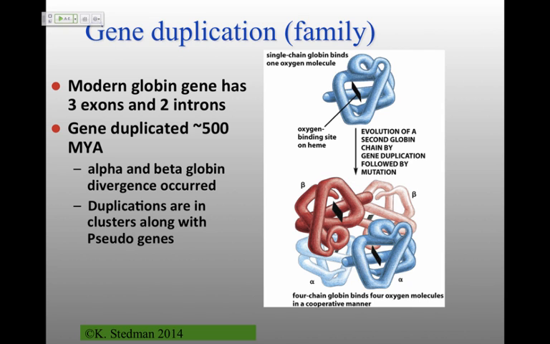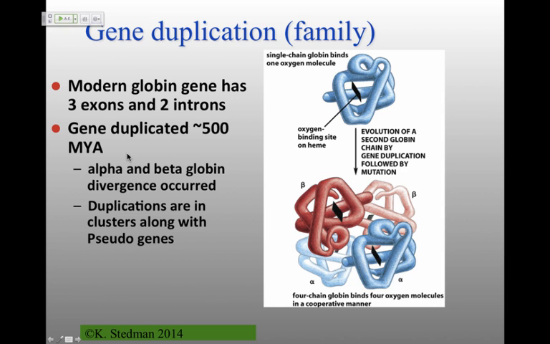But these gene families are, again, probably something like 20% of the genes that we have in our genome, and it's obvious how evolution is really taking place there. So if you look at our current alpha or beta globin gene, it's got 3 exons and 2 introns. That's true for all of our alpha-like globins, all of our beta-like globins.